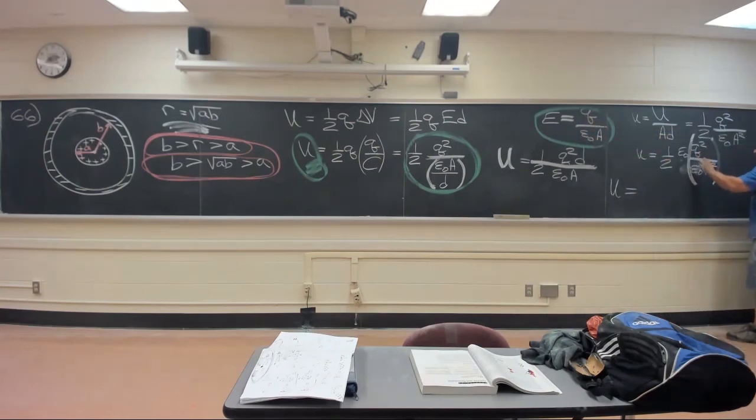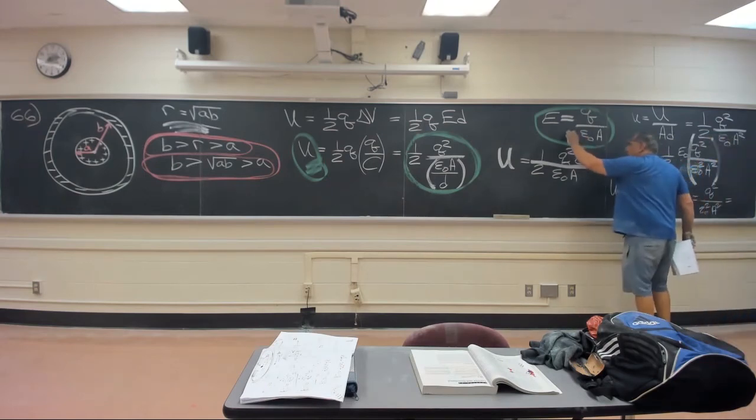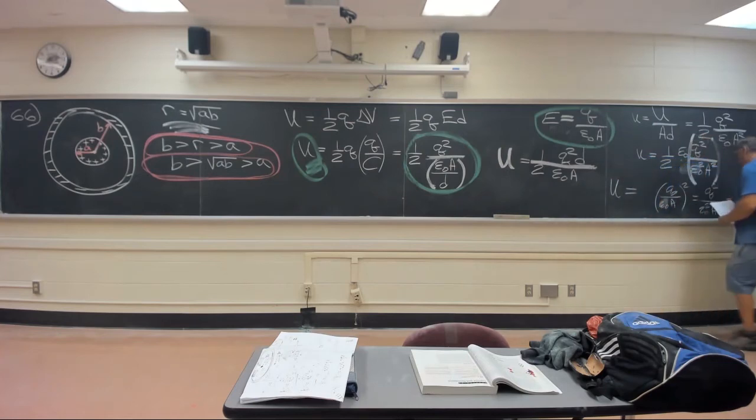Wait a minute, but what if you square it? What if you take Q over epsilon naught A and square it? Q squared over epsilon naught squared A squared. This was equal to E. If you square E, you get Q squared over epsilon naught squared A squared. That's E squared.